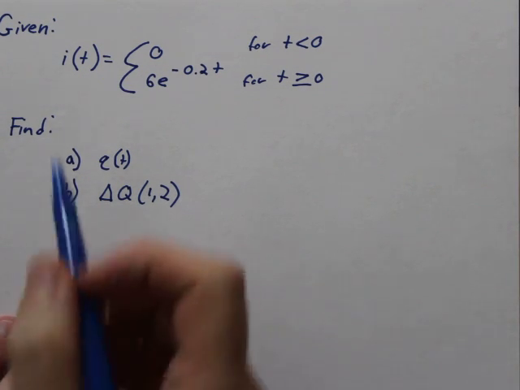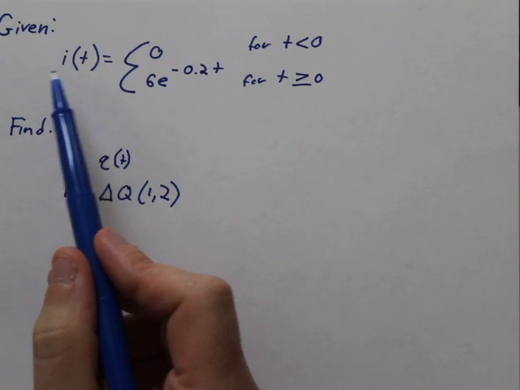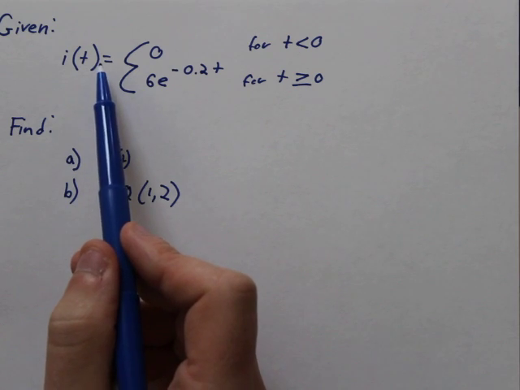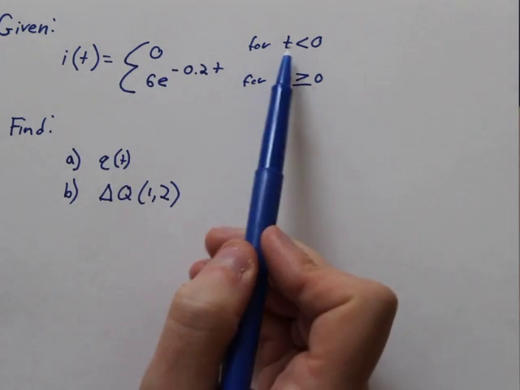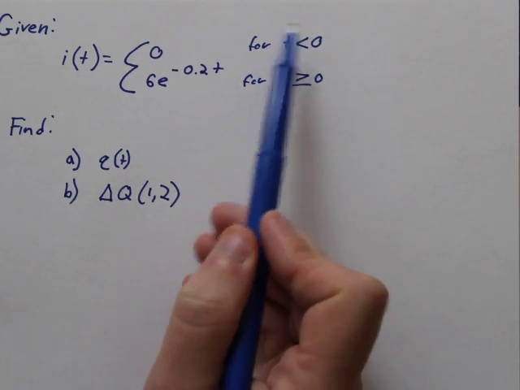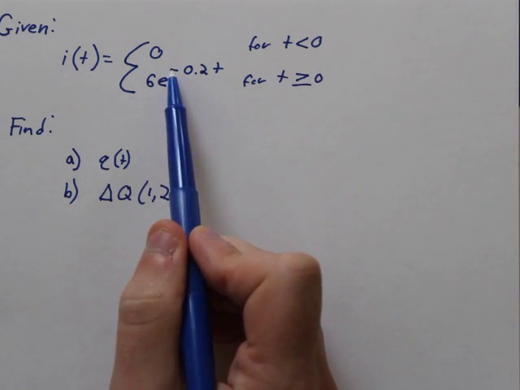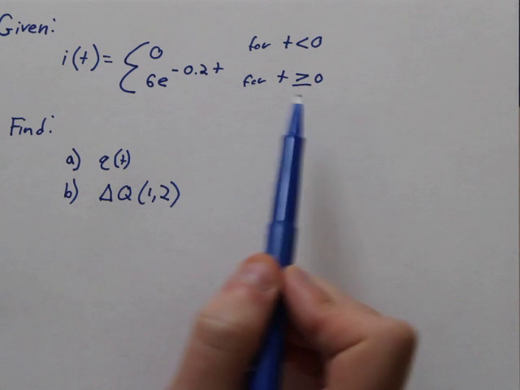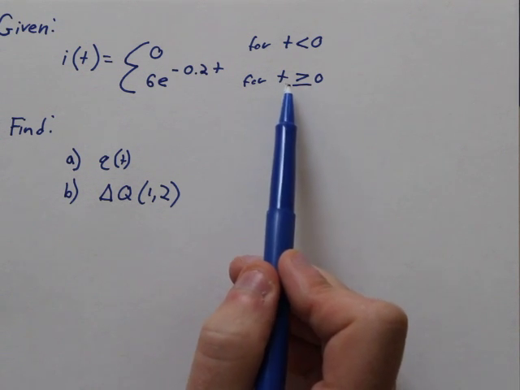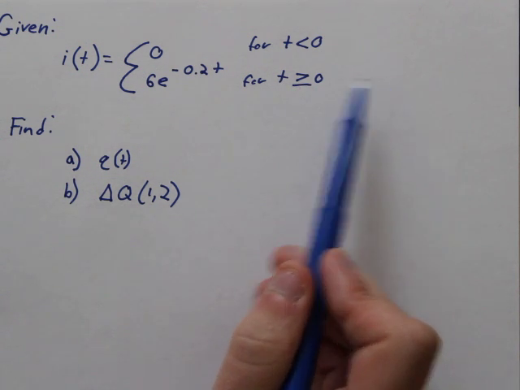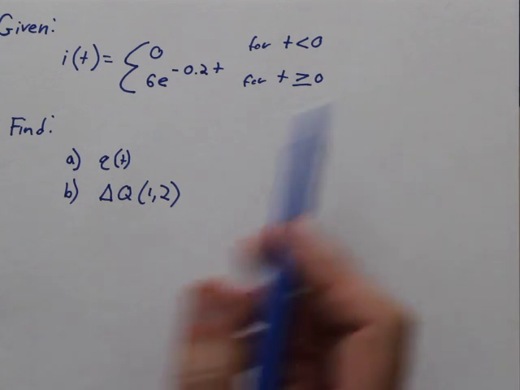So for this problem, we're given current as a function of time equals 0 when t is less than 0, so when the time is less than 0, and this function 6e^(-0.2t) for when the time equals 0 or goes on longer than that, to infinity.